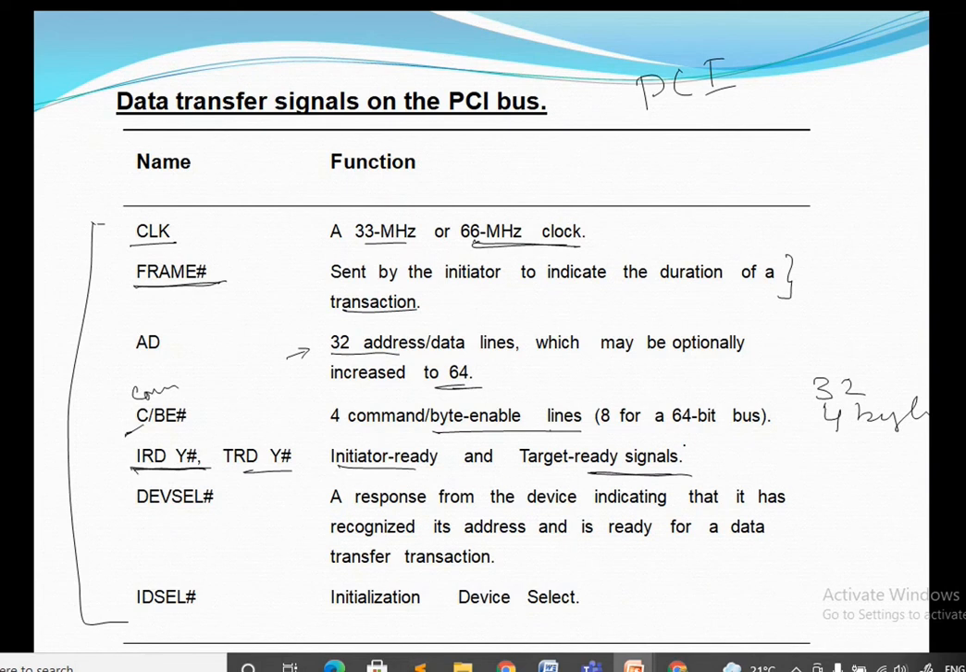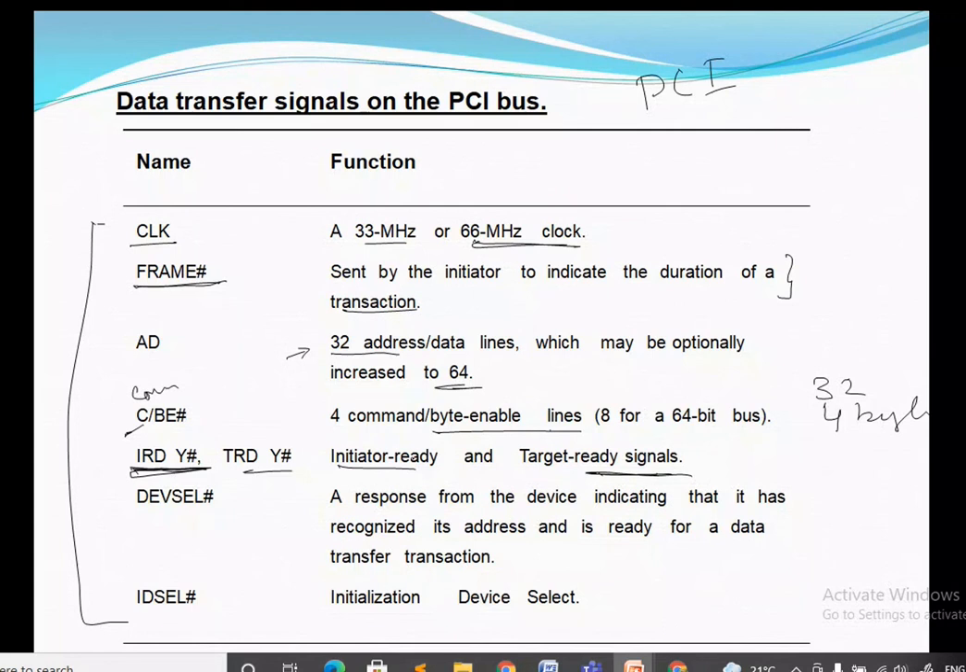You can correlate the concepts you learned in the previous topic with PCI; it will be easy to understand. Initiator ready and target ready: whenever the master, here called the initiator, places address and command information on the bus, it immediately activates this signal, indicating that it has placed the address and command information on the bus.